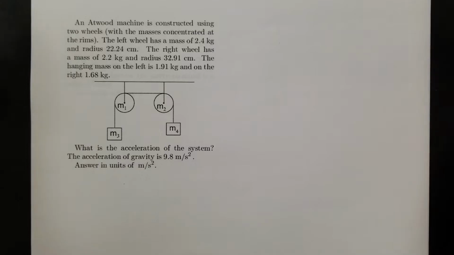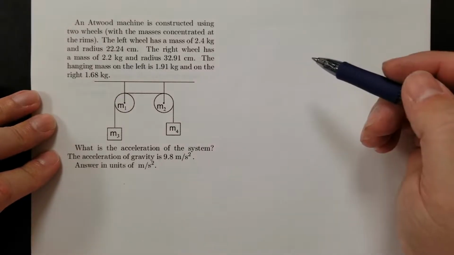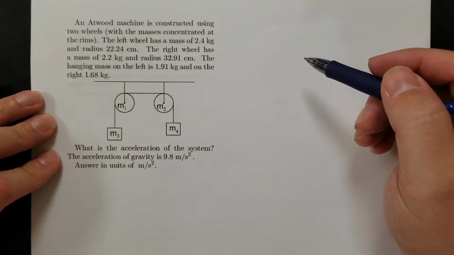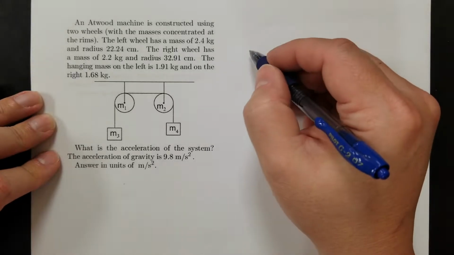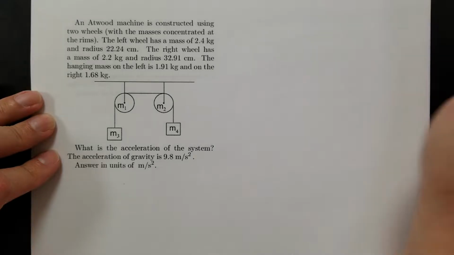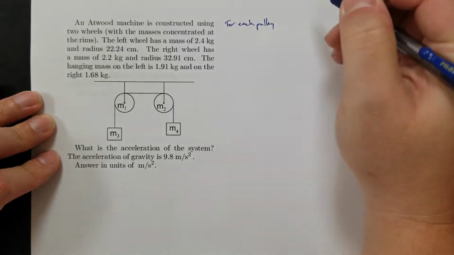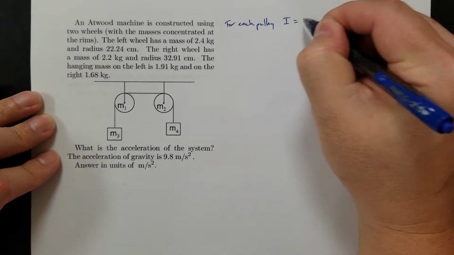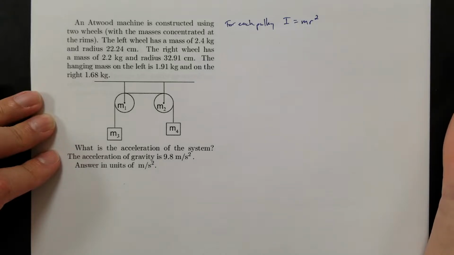But if you follow the same process that we did, if you write equations for force or torque, then all we do is write the equations out and then combine them. Okay, so let's start by doing that. Let's start by writing an equation for the left pulley and for the right pulley. First, let's start off with moment of inertia. For each pulley, I is going to equal mr squared. That's going to be the moment of inertia of each pulley.